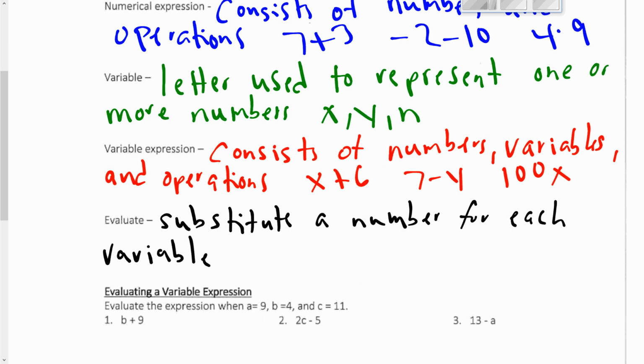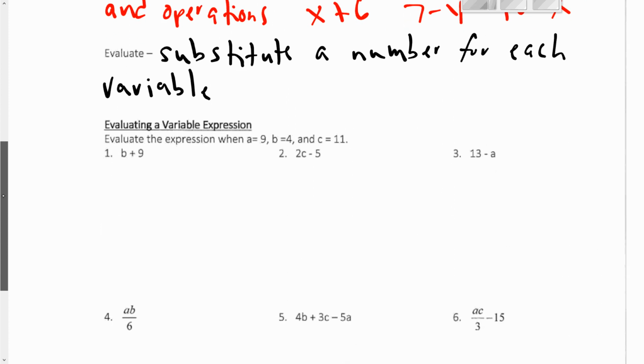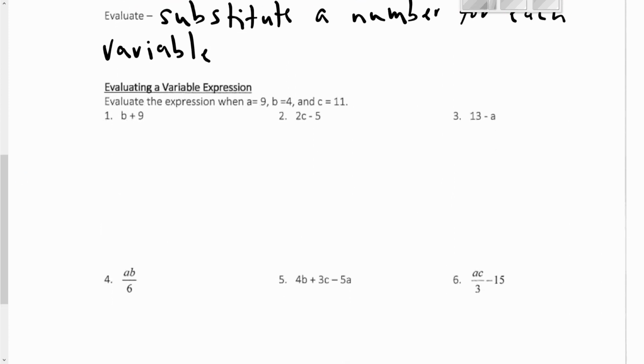Our last definition is evaluate, and we've talked about evaluating expressions before. When we're talking about a variable expression, when we evaluate, it means that we're going to plug in a number for each variable that we see. So that's actually what we're going to look at right now, is how to evaluate some variable expressions.